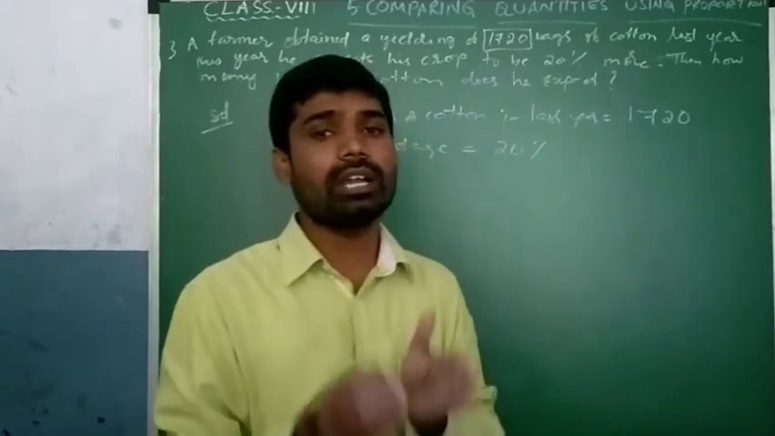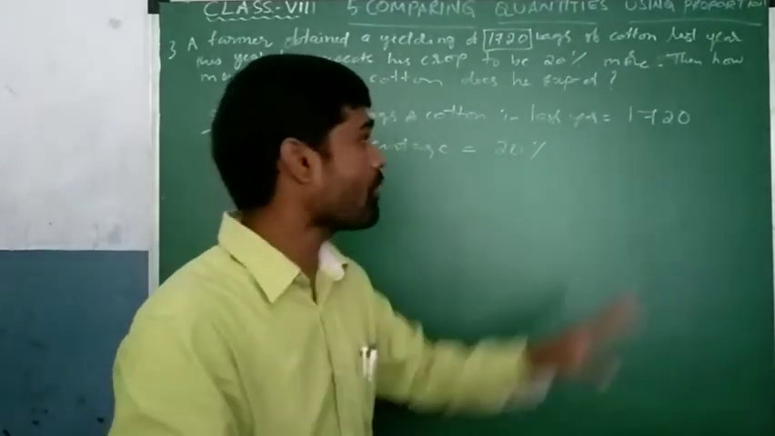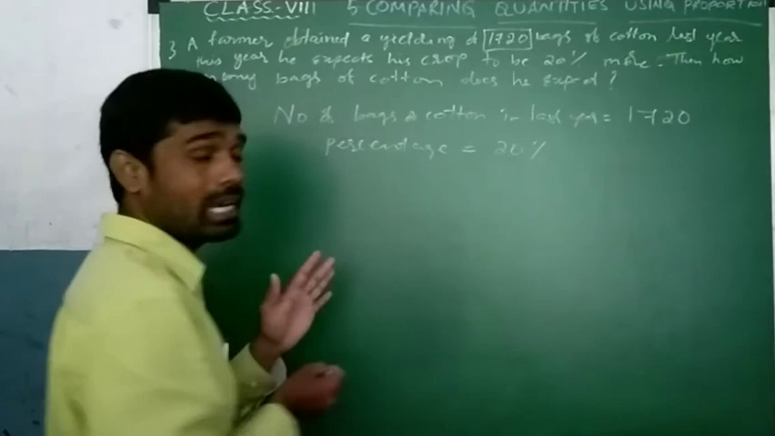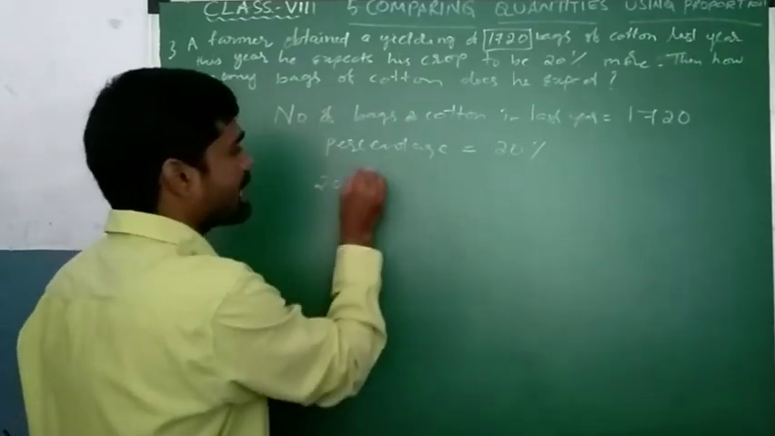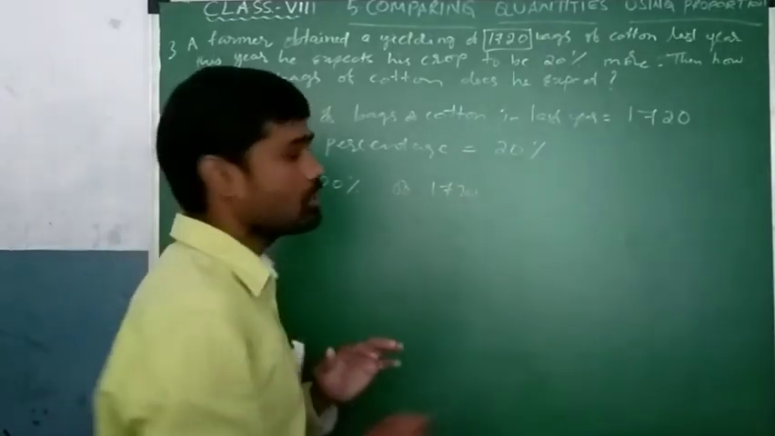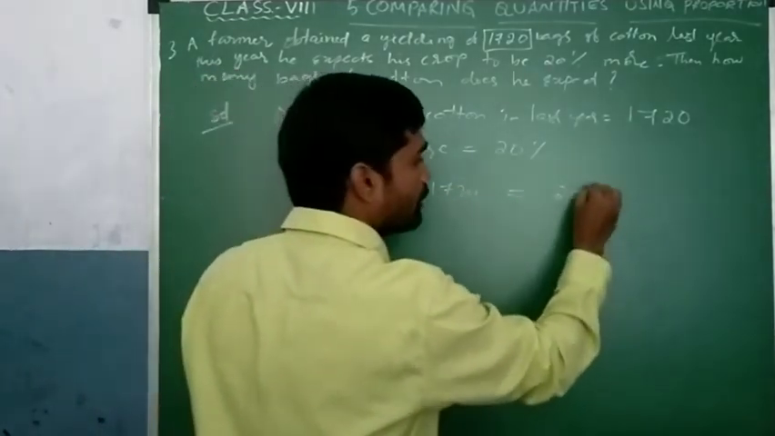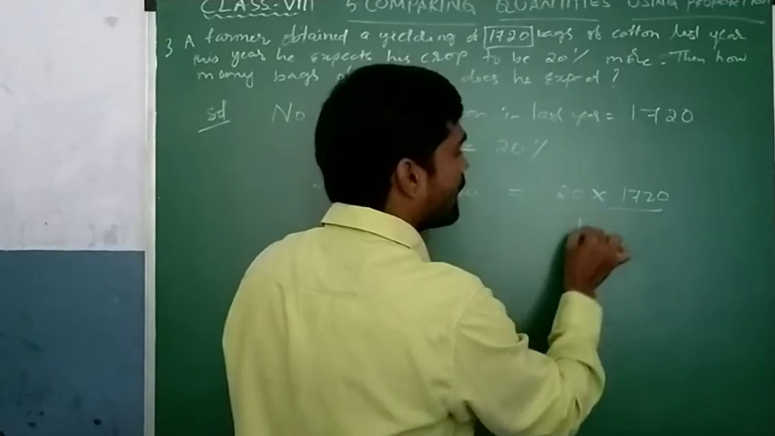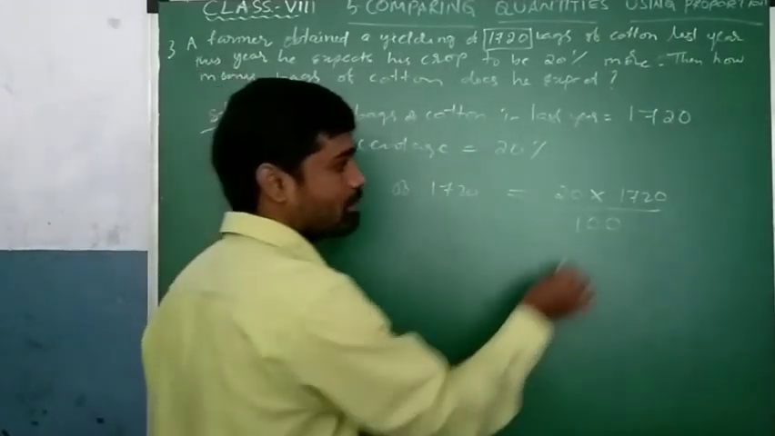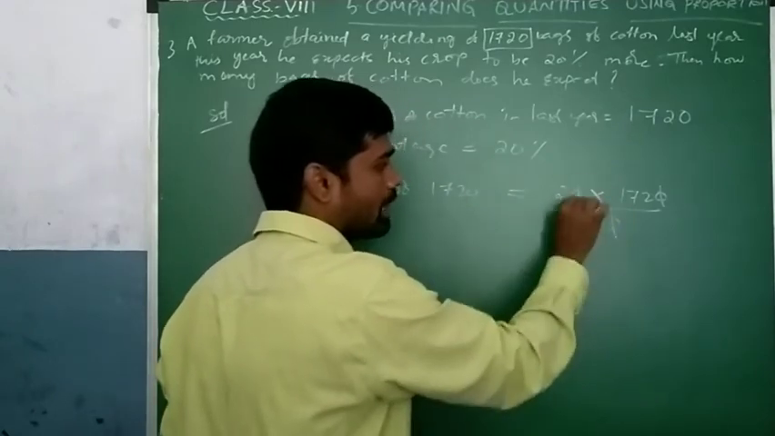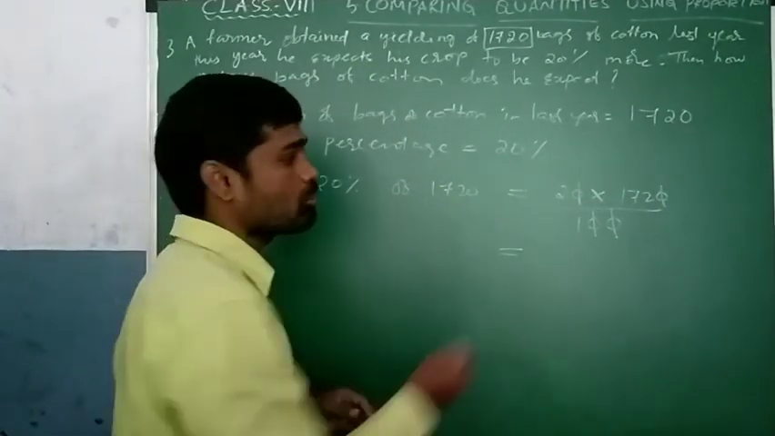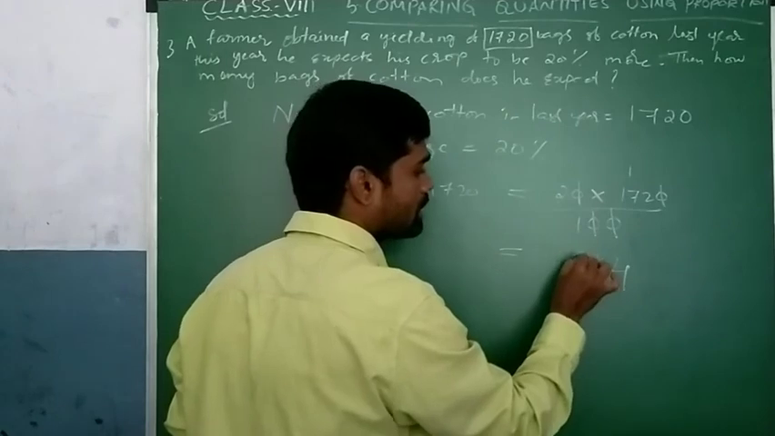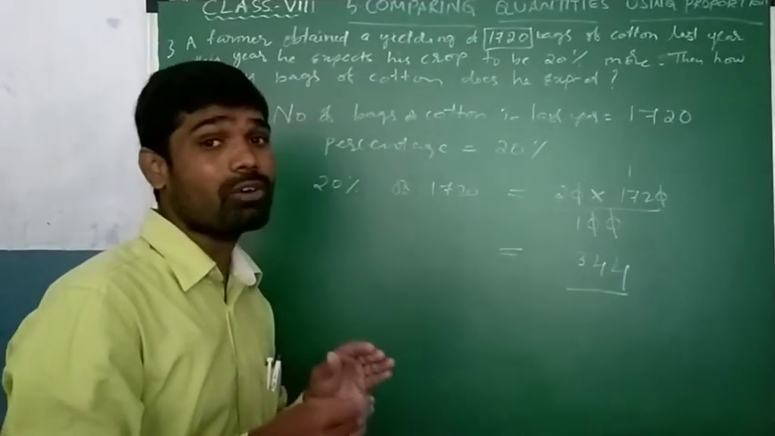So first, what to do here? We have to find what the value of 20% is. We already know the formula. So 20% of 1720. We know very well that of means multiplication, so 20 into 1720 by 100. Here it is very simple to simplify, cancelling the zeros. So 2 into 172: 2 twos are 4, 2 sevens are 14, and 2 ones are 2, plus the carry, that gives 3. So 20% means 344 bags.